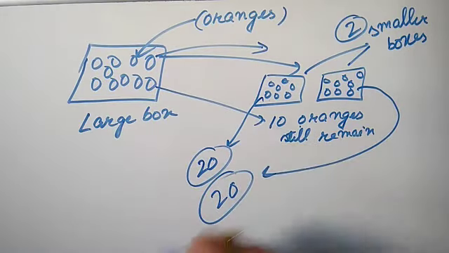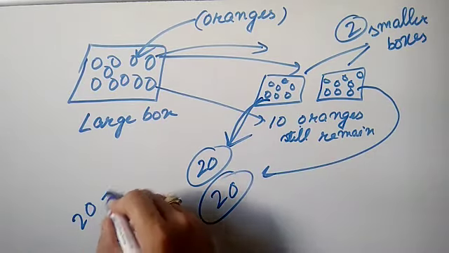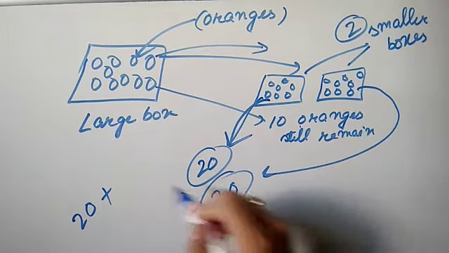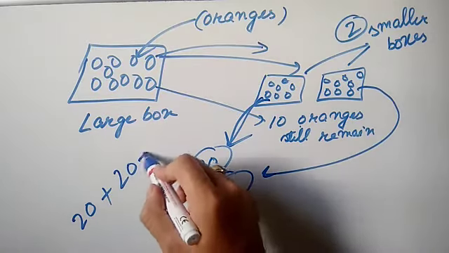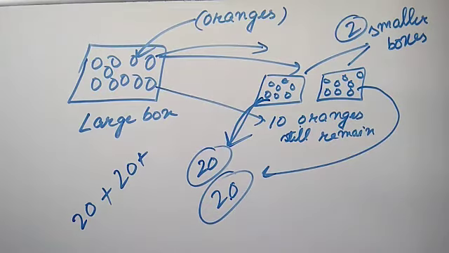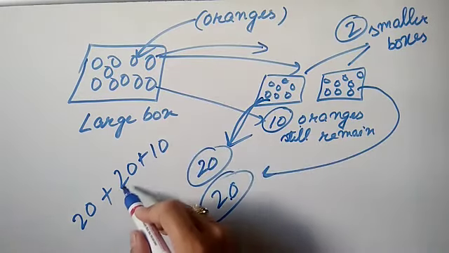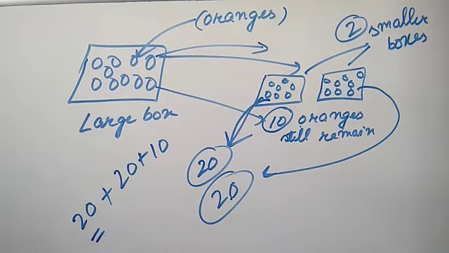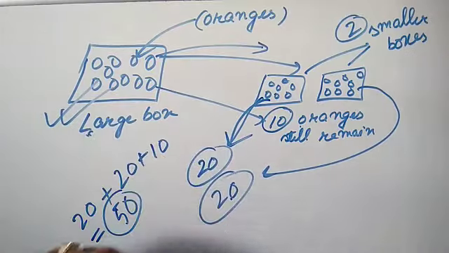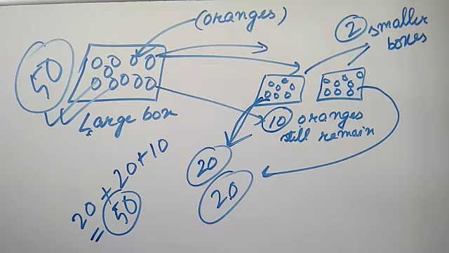We have to just do addition, right? So in one box there are 20 oranges. So 20 plus, and in another small box there must also be 20, right? Plus, after filling these 2 smaller boxes, 10 oranges still remain, right? So 20 plus 20 plus 10, and their total sum will be 50. So the total number of oranges in one large box will be 50. This is how we will solve this question.